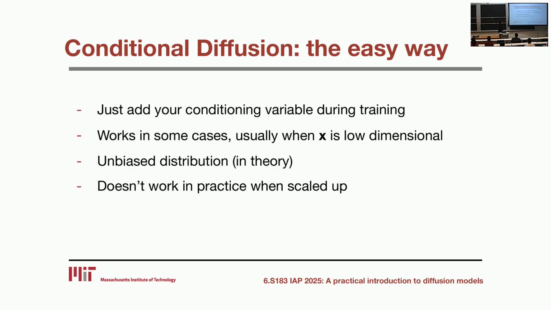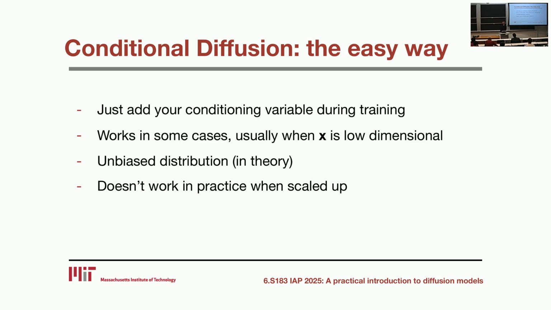And here is a takeaway. You can just add your conditioning variable during your training by concatenating that to your neural network input. And you can treat it as a conditional regression problem, like predicting your score, conditional on some label y. It works in some cases, especially in low-dimensional cases. For example, in later lectures, we may see things like diffusion policy or those low-dimensional cases. But it doesn't work in practice when you actually scale this up. All the modern architectures don't just concatenate your conditioning variable.